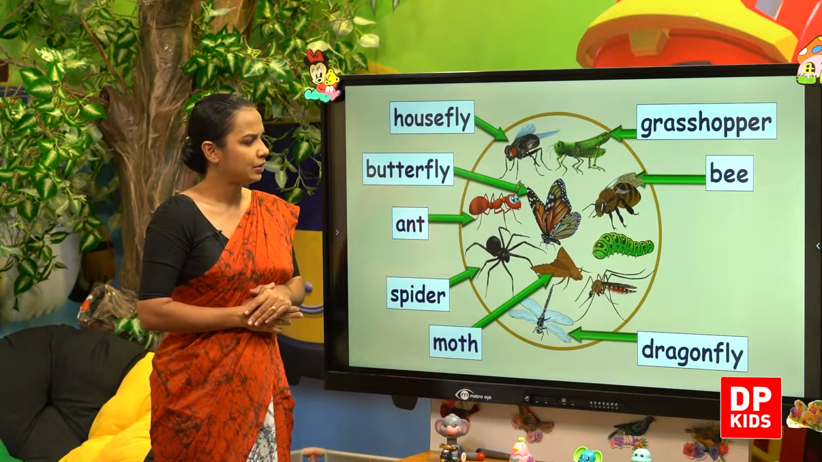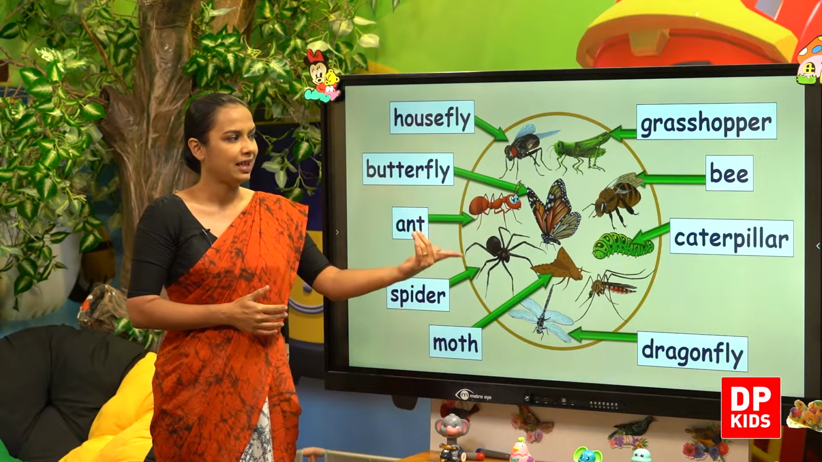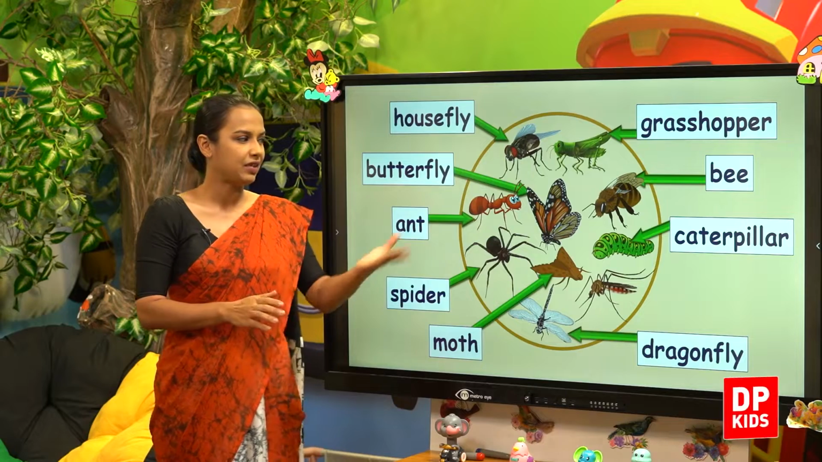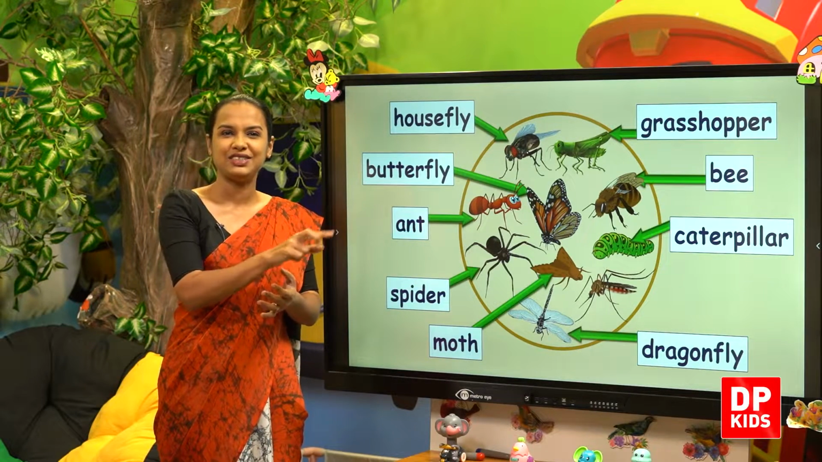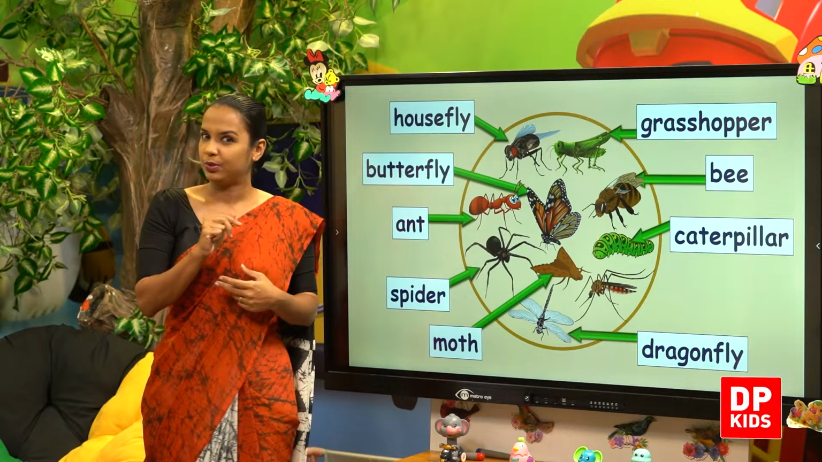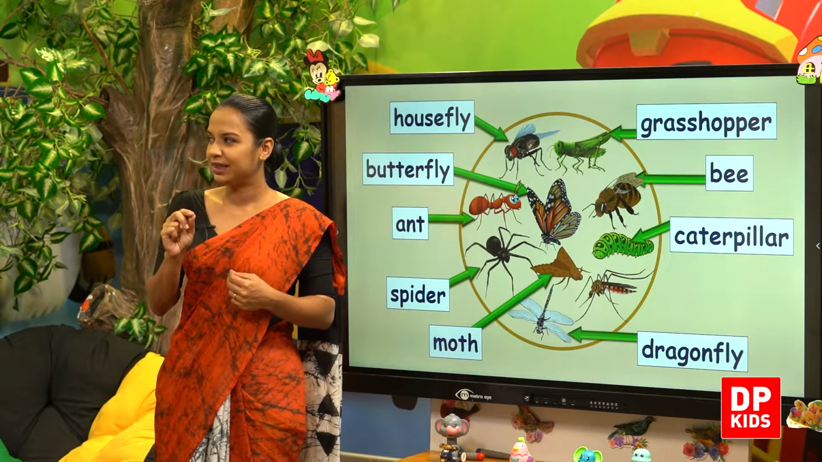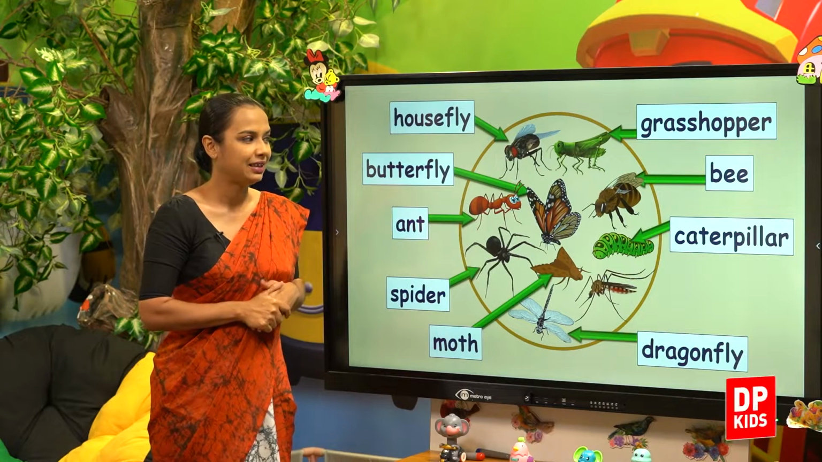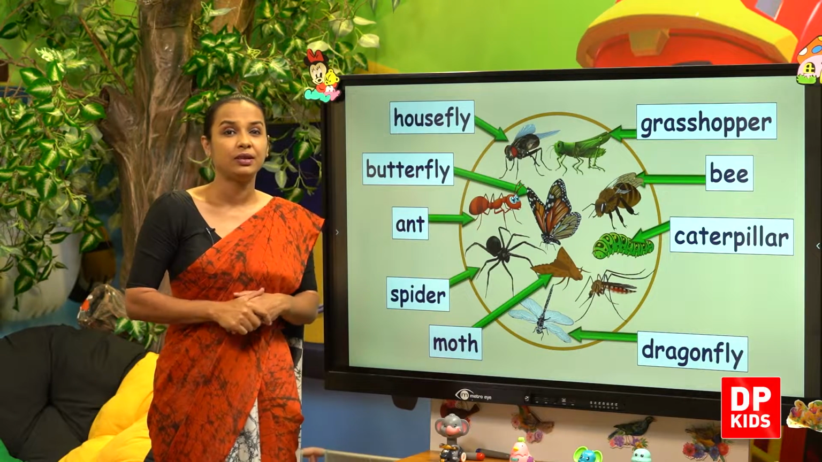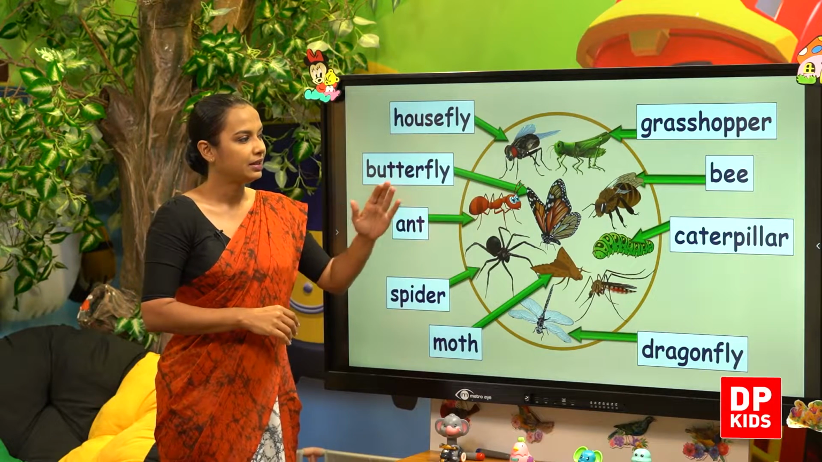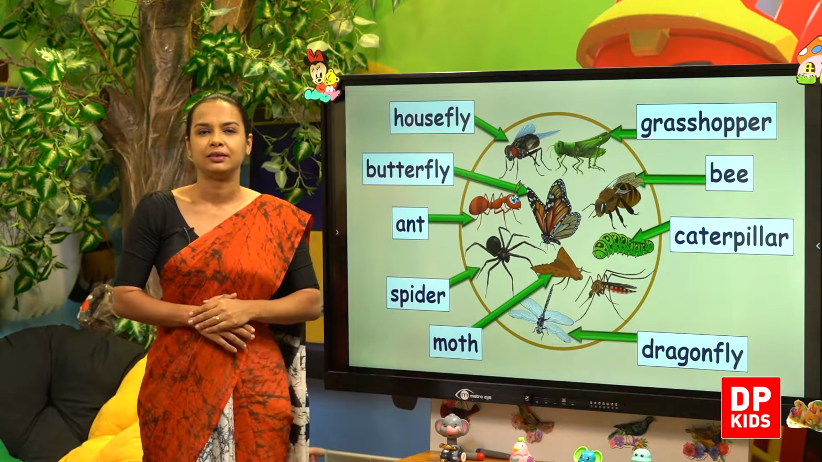Then next, it will be the caterpillar. We love caterpillars. Yes. You can see them in trees. Caterpillar is called dalambua. So, caterpillars are there in your garden.